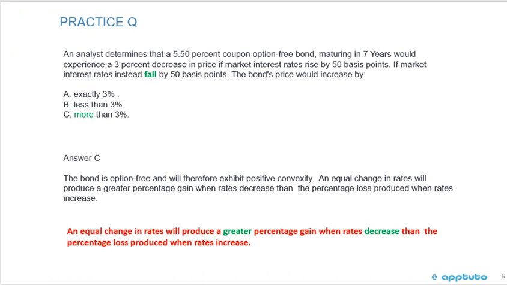You can see the correct answer is C, because if the market interest rates instead fall by 50 basis points, the bond's price would increase by more than 3%, because remember the rule: an equal change in rates will produce a greater percentage change when rates decrease, so decrease, fall, than the percentage loss produced when rates increase.